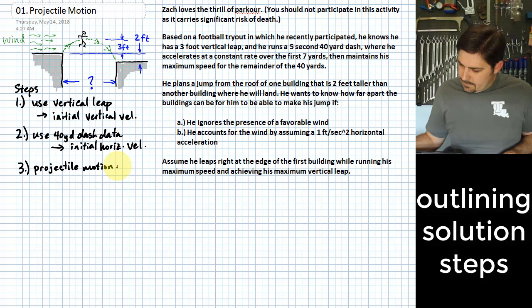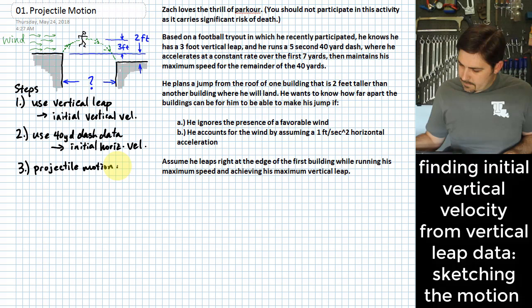All right, so let's go ahead and get started with this. The first step here: use the vertical leap. For the vertical leap, let's draw a little picture of what's going on. Here's ground level. And we're saying that there's an initial velocity whenever you do a leap like this.